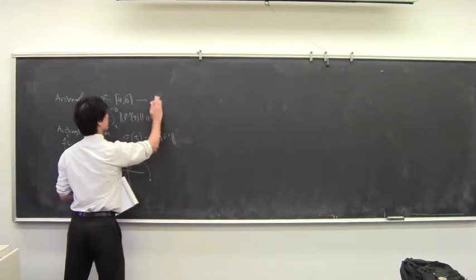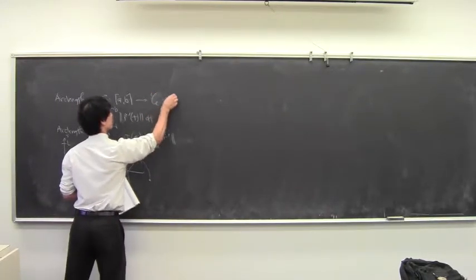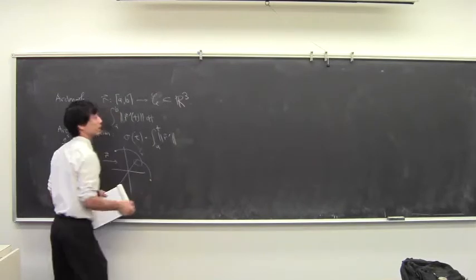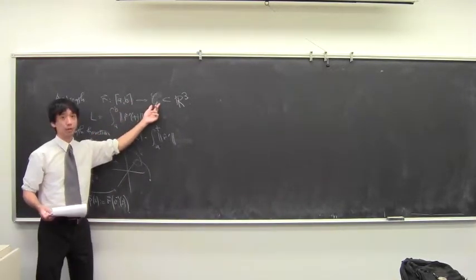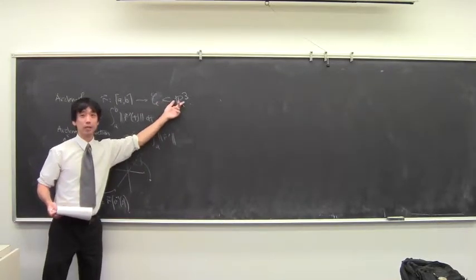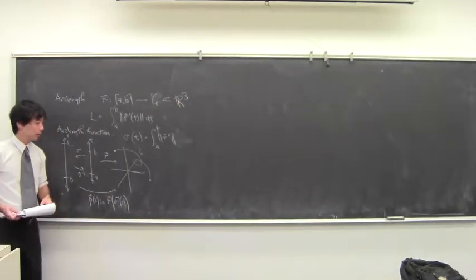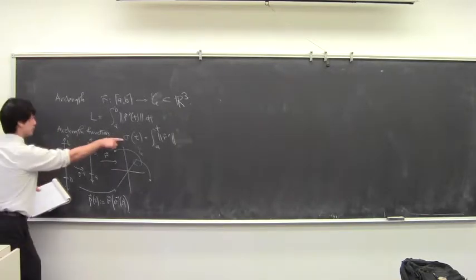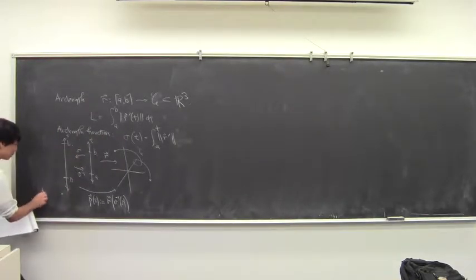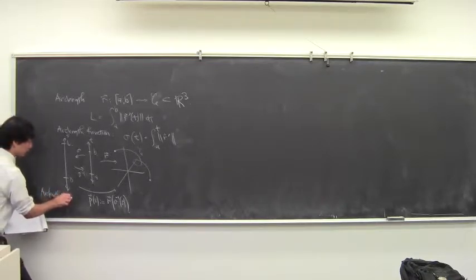So maybe I should write that this thing parameterizes some curve in R3. So this thing is a map onto this curve C, which lies inside R3. And so that's where we stopped. So this is the arc length function here, and this thing here is the arc length parameterization.